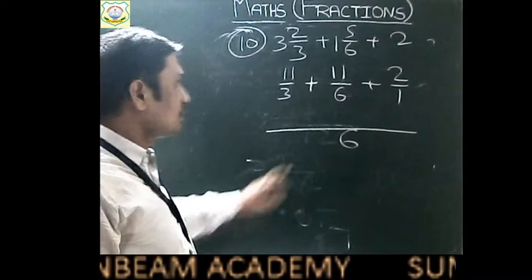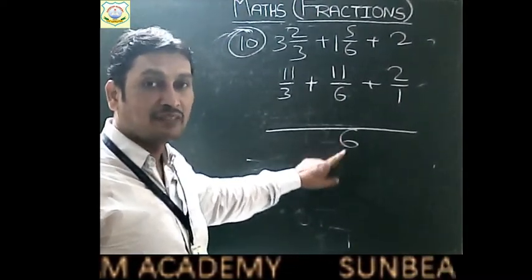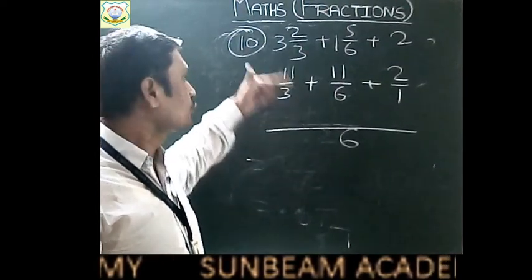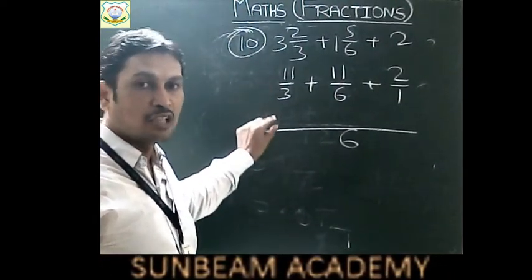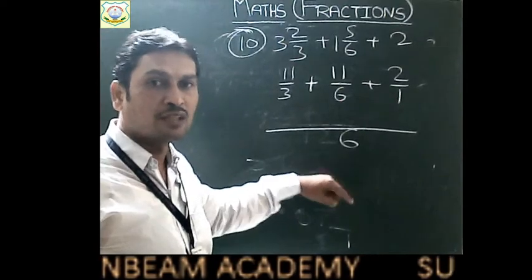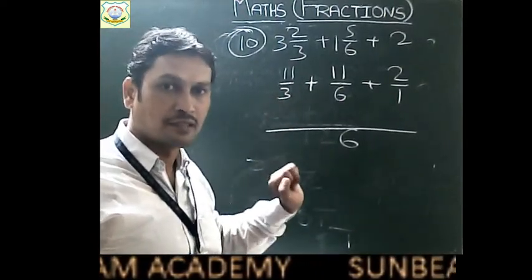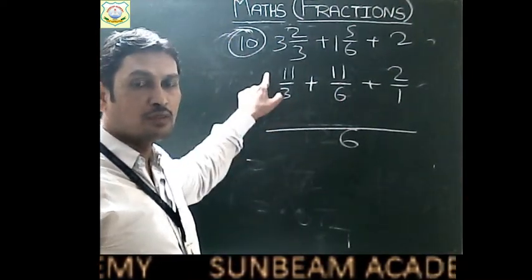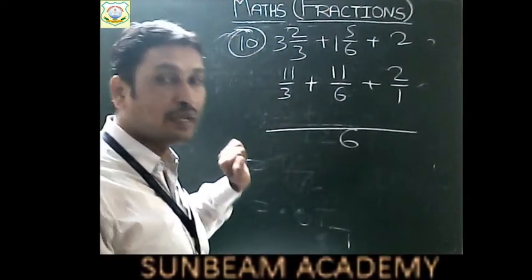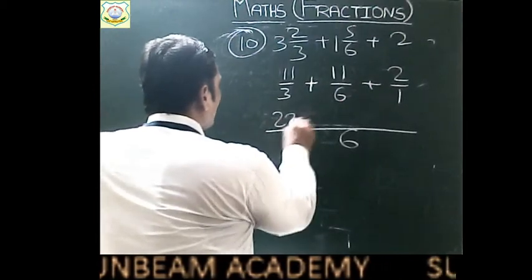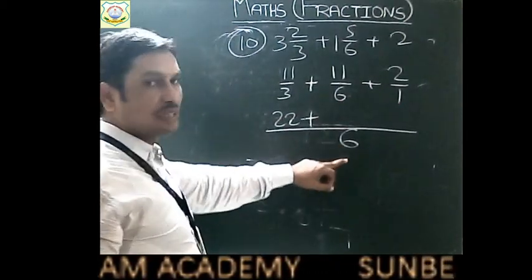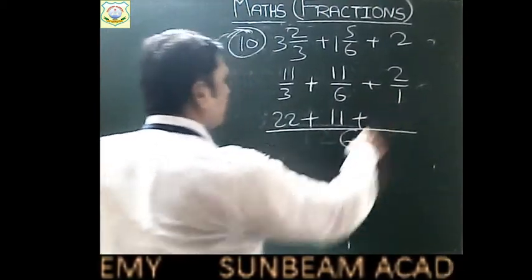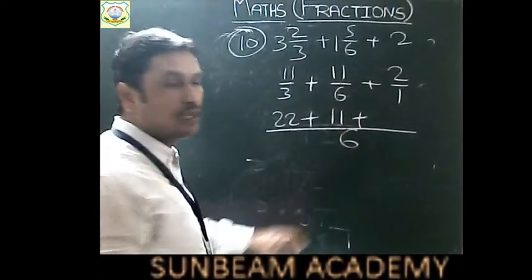Okay, now what you will do children? You will divide the LCM by the denominator, find the quotient and multiply the quotient with the numerator. So beta, divide by the denominator and multiply whatever comes with the numerator, right? So 3 2s are 6, 2 will come, and 2 into the numerator 11 will be 22. We get 22 plus 6 1s are 6, 1 will come, 1 into 11 will be 11 plus 1, 6 2s are 12.